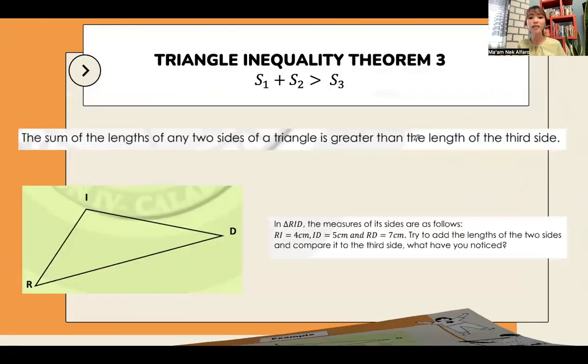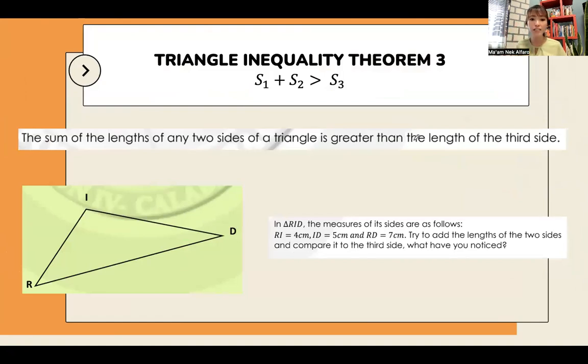Next, triangle inequality theorem 3. We have S sub 1 plus S sub 2 is greater than S sub 3. Meaning, the sum of the lengths of any two sides of a triangle is greater than the length of the third side. For better understanding, let us have this example. In triangle RID, the measures of its sides are as follows. Segment RI measures 4 centimeters, segment ID measures 5 centimeters, and segment RD has a measure of 7 centimeters.